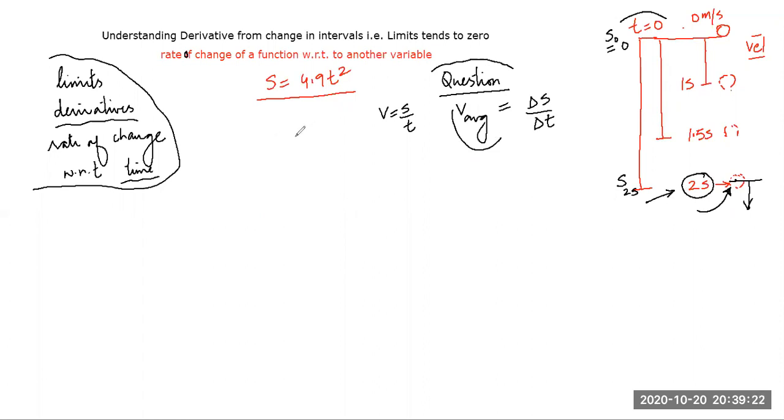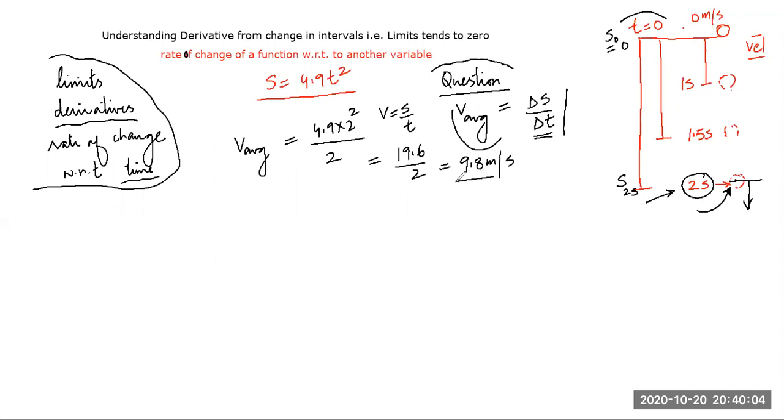First, we need to understand why it's not possible, because this formula needs a time interval. Let's say when I find V average taking t is equal to 2 seconds, first I will find delta s, 4.9 into 2 square, divided by the time interval of 2 seconds. So I was getting 19.6, if I'm right, 2 to the 4. Correct. Divided by 2, I was getting 9.8 meter per second.